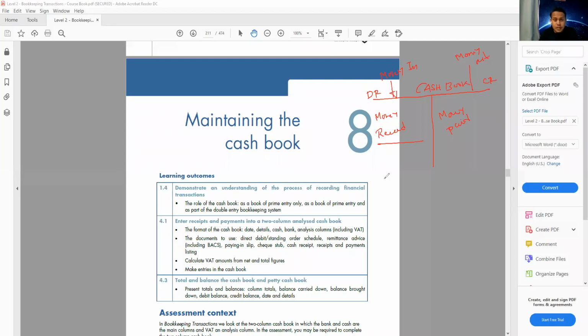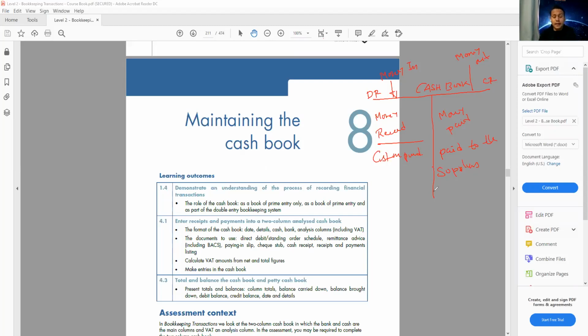Normally we receive the money from the customer. So when the customer pays money, we record it on the debit side of the cash book. When we pay to our supplier, we record it on the credit side. So this is the story about the cash book. If we receive money for any reason, we record it on the cash book debit side. If we pay money for any reason, we record it on the credit side. So this is our basic understanding.